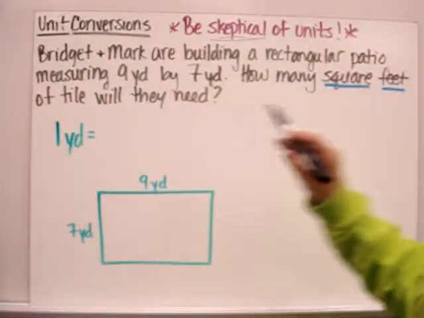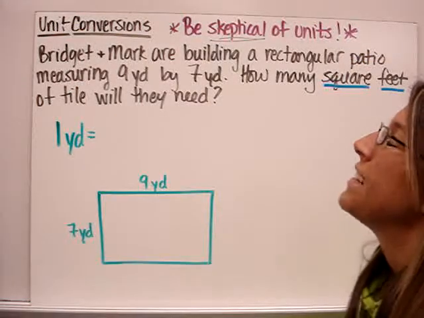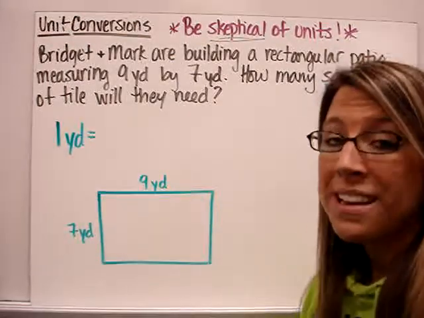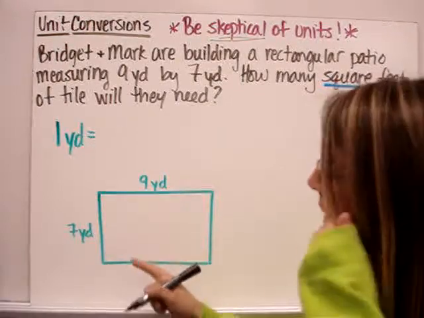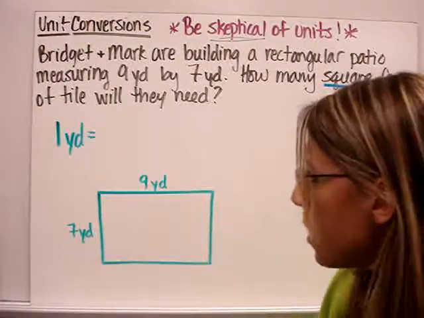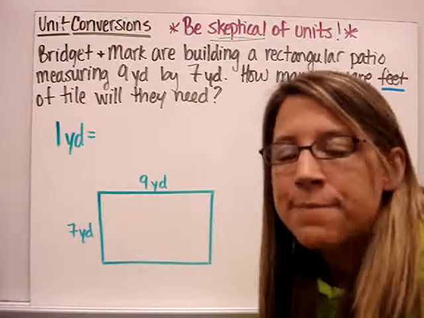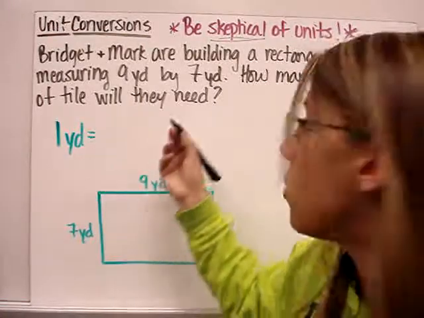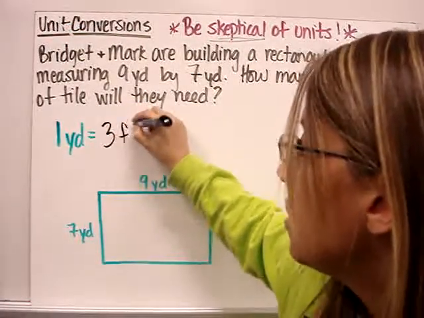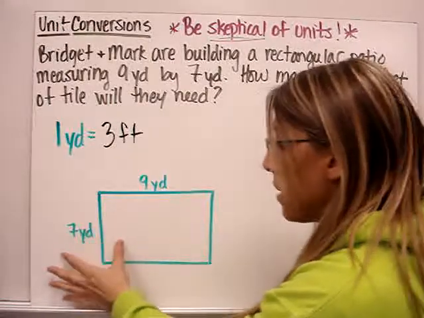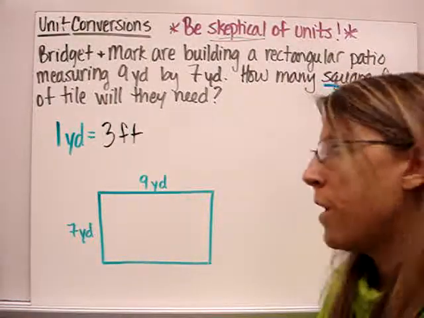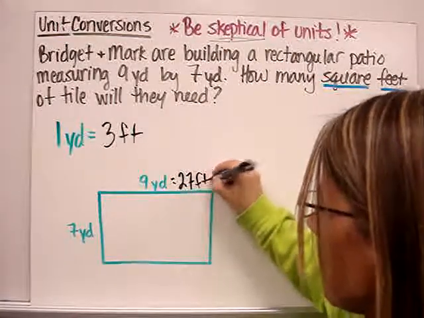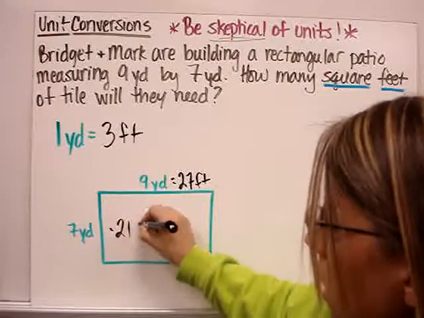So be careful. Bridget and Mark are building a rectangular patio measuring 9 yards by 7 yards. How many square feet of tile will they need? So I drew this patio. It is 7 yards by 9 yards, but it asks for square feet. So it's important to know the conversion between feet and yards. So 1 yard equals 3 feet. So I'm going to change these numbers to feet so I can find square feet. 9 yards is going to equal 27 feet, and 7 yards is going to equal 21 feet.